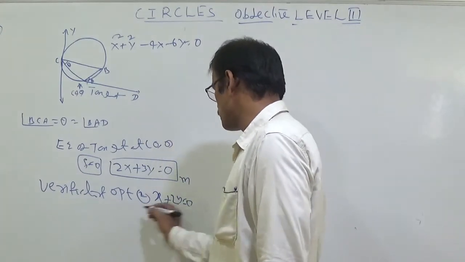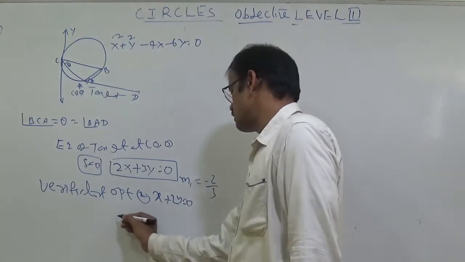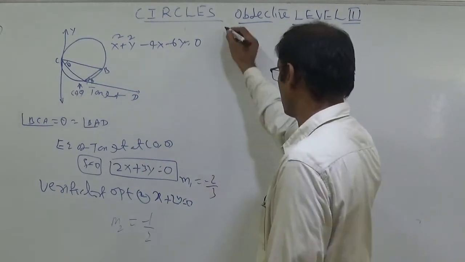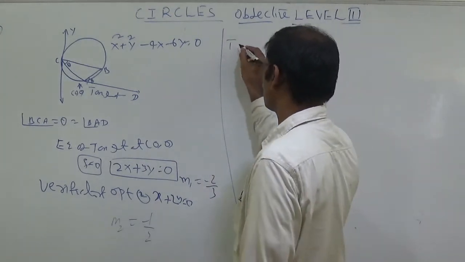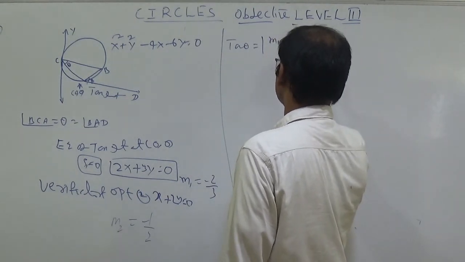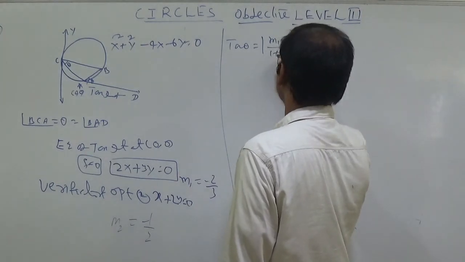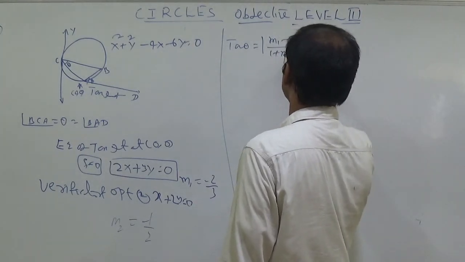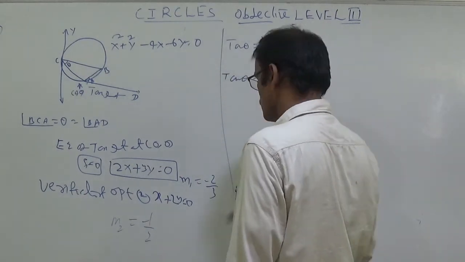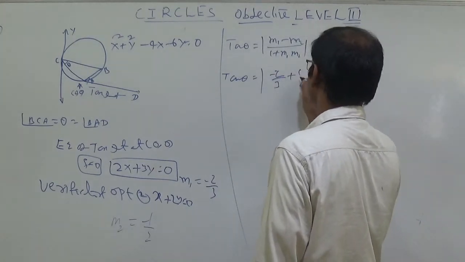Using the m1, m2 concept. Here m1 is the slope of the tangent line, and m2 is the slope of the chord. Use the formula tan theta is equal to modulus of (m1 minus m2) by (1 plus m1 m2). Tan theta is equal to, here put minus 2 by 3 plus 1 by 2.